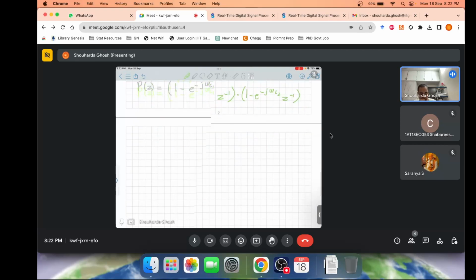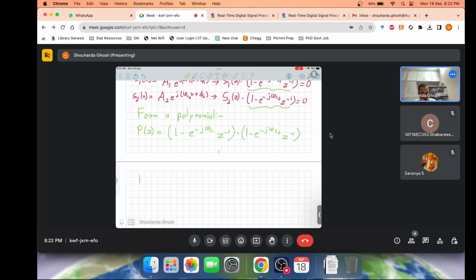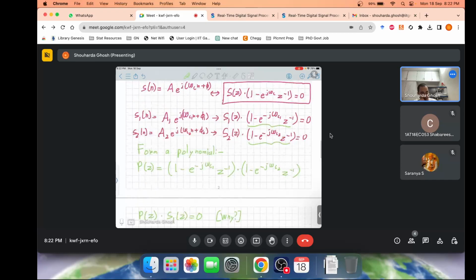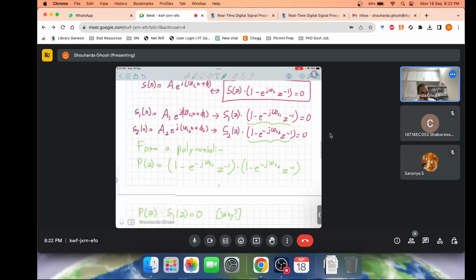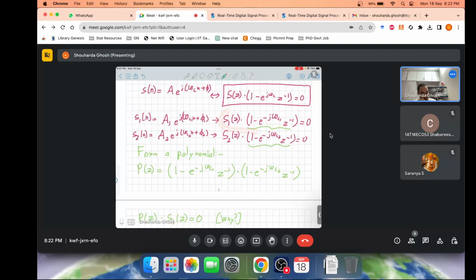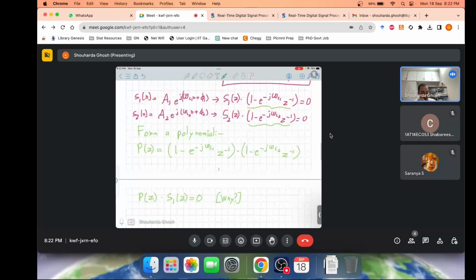So what do you observe over here? This polynomial P(z) times S1(z) is equal to 0. Why? What do we know about S1(z)? S1(z) when multiplied with its factor of z inverse gives me 0. So P(z) is the multiplication of the first factor and second factor, so when I multiply the first factor with this, I automatically get 0.